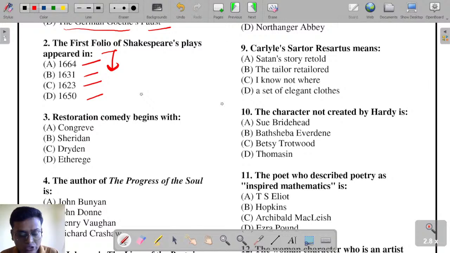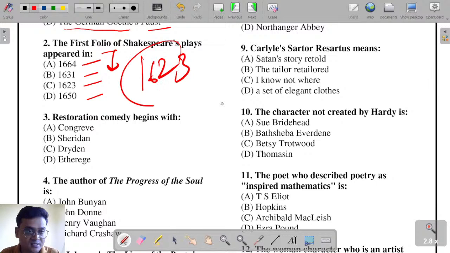The first folio of Shakespeare's plays appeared in 1623. Isn't it 1623? 1623 is the right answer. The first folio of Shakespeare appeared in 1623.